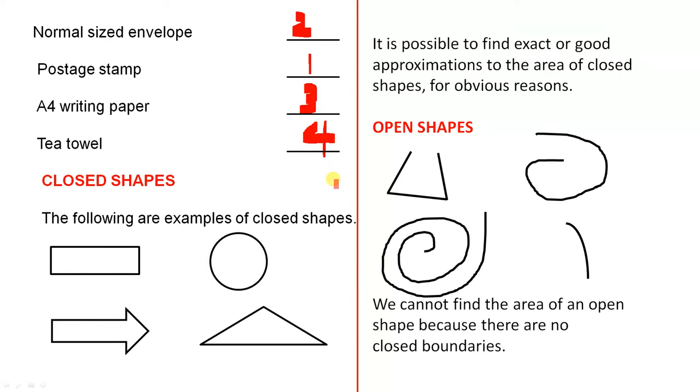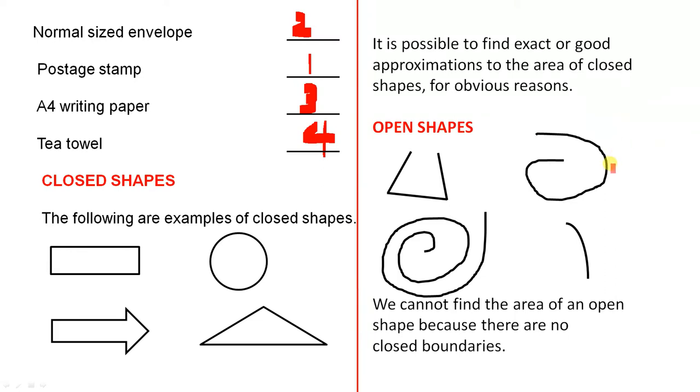Closed shapes. The following are examples of closed shapes. 1, 2, 3, 4. They have boundaries and they're all closed. There's no opening anywhere. That's why they're called closed shapes. It is possible to find exact or good approximations to the area of closed shapes for obvious reasons.